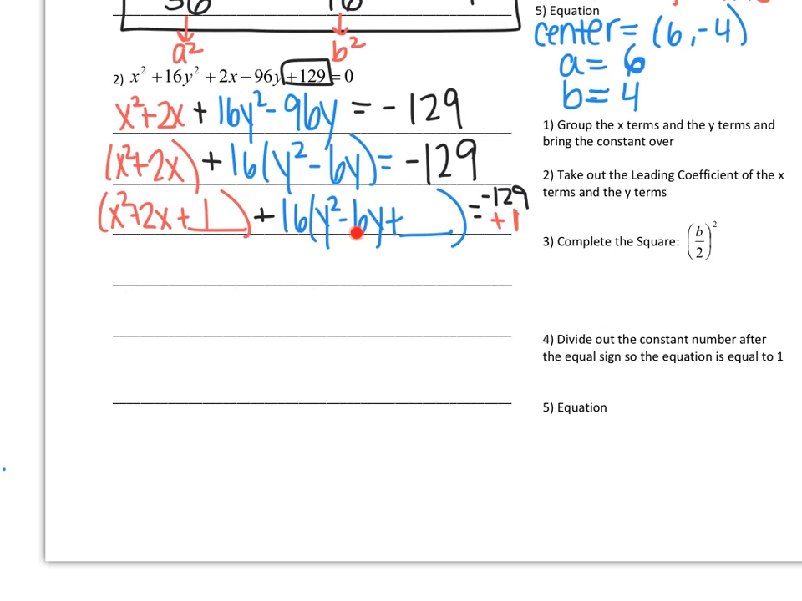Now when I look at this, I'm going to half 6, which is 3, and square it, which gives me 9. But I can't just add 9 here. I have to add 9 times 16. So remember, this one I'll have to multiply, and that adds to 144. And now we're going to complete the square.